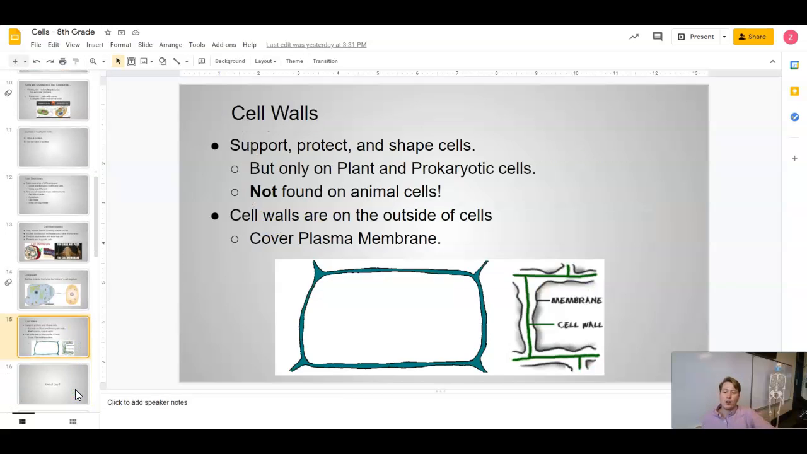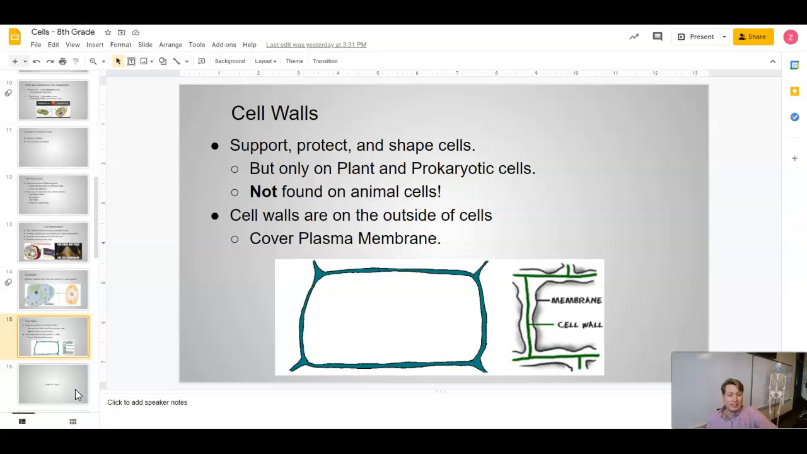And now our last thing for today is cell walls. Cell walls are also important in supporting, protecting, and providing a shape to cells. However, they're only found in plants and prokaryotic cells, the cells that don't have a nucleus. Plants are eukaryotic cells, but they're plants. They're not found in animal cells. So humans, we're animals, our cells don't have cell walls. We only have a plasma membrane.